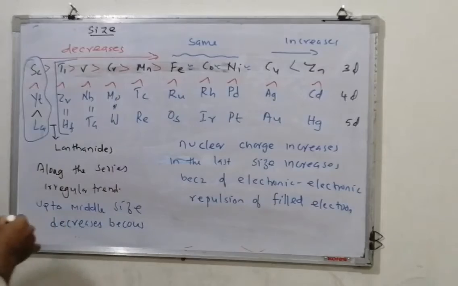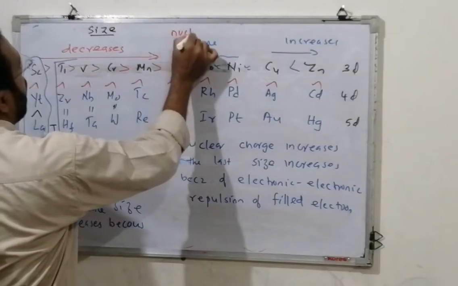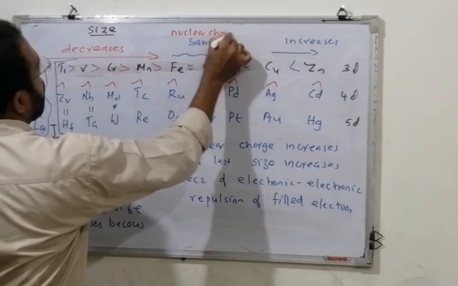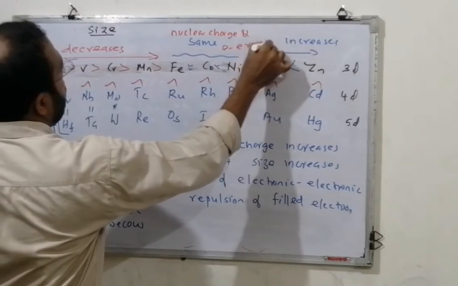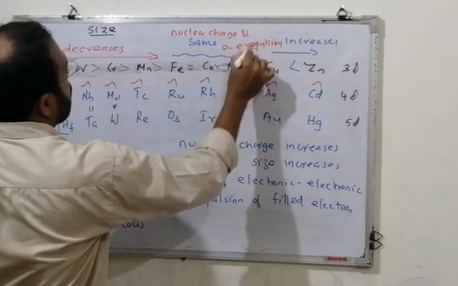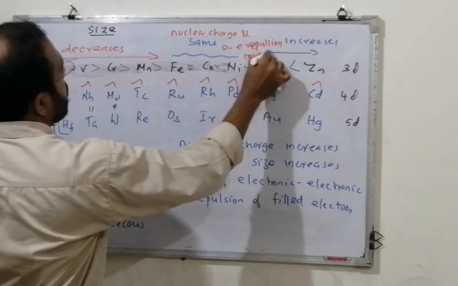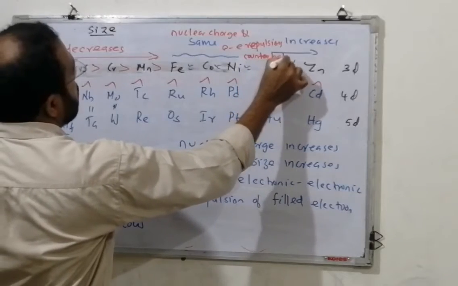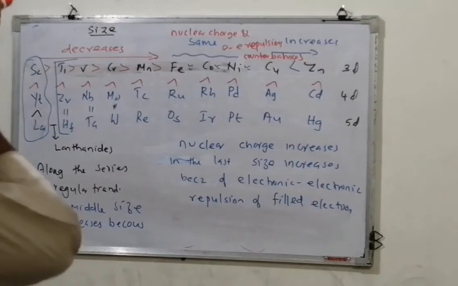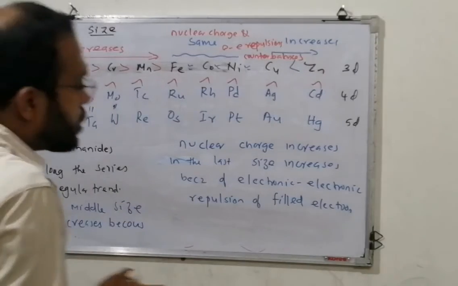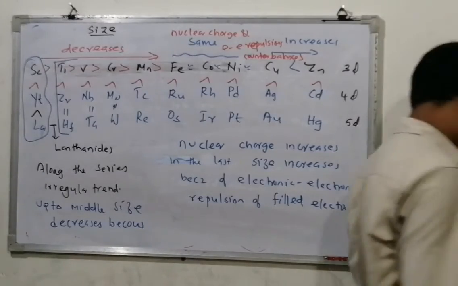In the middle, what happens? Nuclear charge and electron repulsion counterbalance. That happened here. Okay, this is all about the size of atoms.